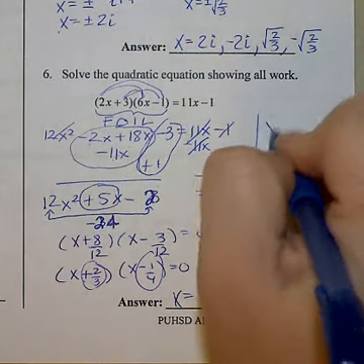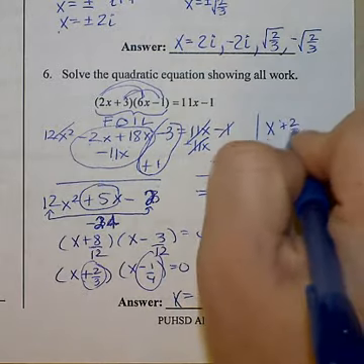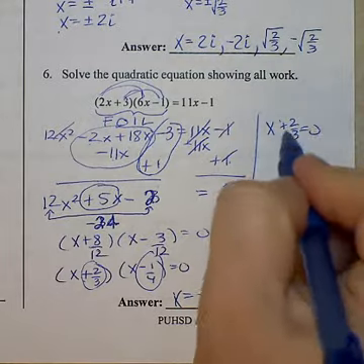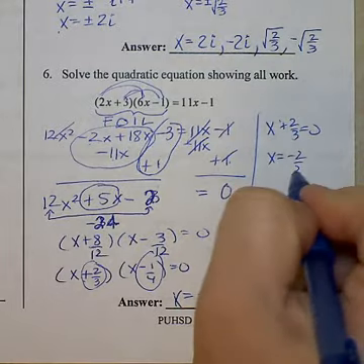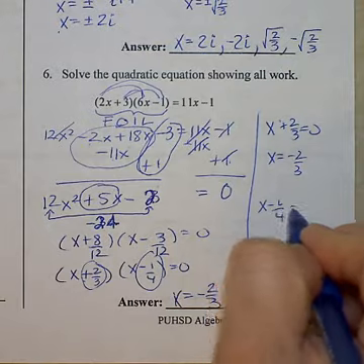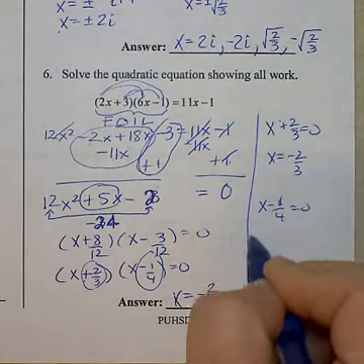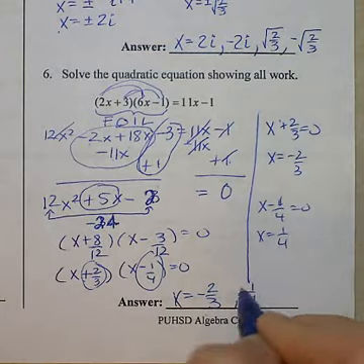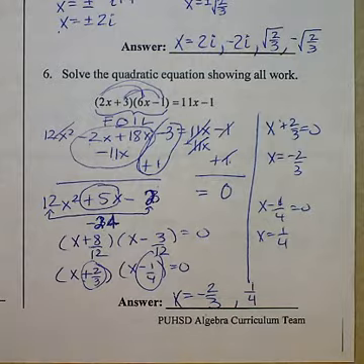Algebraically, it looks like this. Set it equal to 0, move it to the opposite side. There's your first answer. Set it equal to 0, move it to the opposite side. There's your second answer. Okay, find number 7.